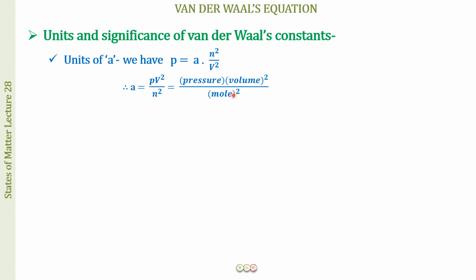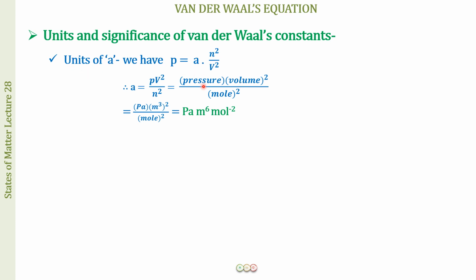So if we are supposed to write the units of A in SI notation, pressure is Pascal, volume is meter cube, and mole is the SI unit for the amount of gas. So we will get A equal to Pascal meter 6 mole minus 2. Fine. But if there are different units for pressure and volume, you will get different units of A.